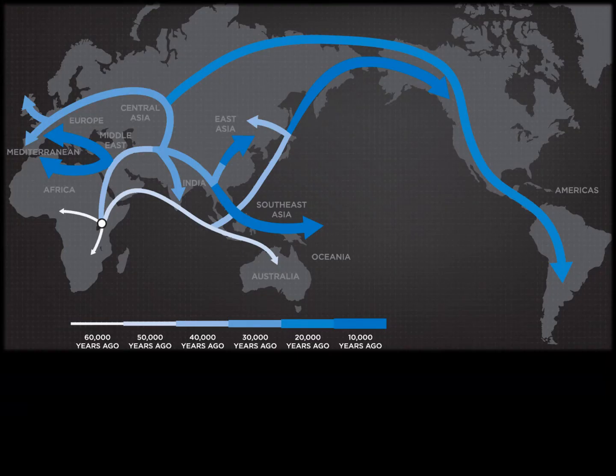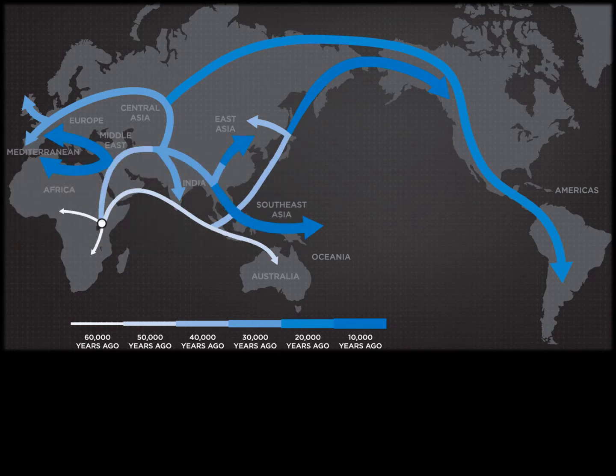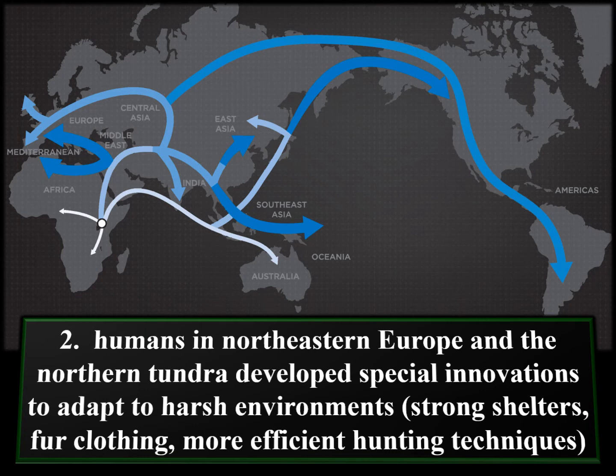Adaptation to the environment. Hunter-gatherers who migrated to tropical and subtropical coastlands of Eurasia adapted to new environments easily. This was a more comfortable climate. Humans in northeastern Europe and the northern tundra developed special innovations to adapt to harsh environments: strong shelters, fur clothing, and more efficient hunting techniques. So that area there.